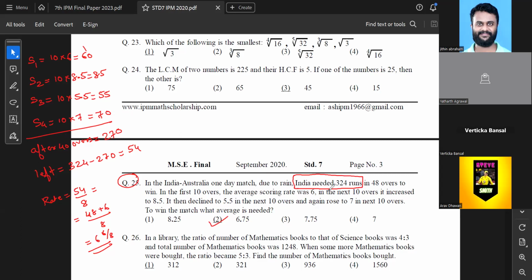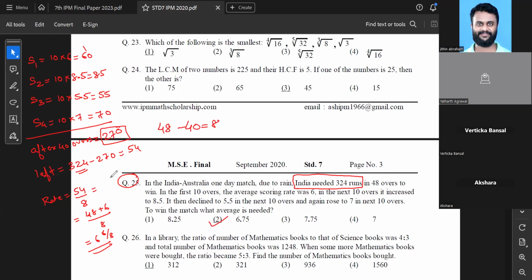Sir, I have a doubt. How did you get 54 by 8? Okay, I'll tell you. In 40 overs they have scored 270 runs, but they were supposed to score 324. So the leftover runs to score is basically 54 runs. And how many overs are left? Out of 48 overs, 40 overs are already over. So 48 minus 40 is 8. So the rate is basically runs upon over. Okay, sir. Thank you, sir.